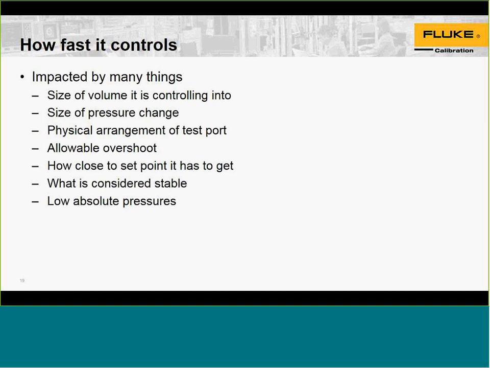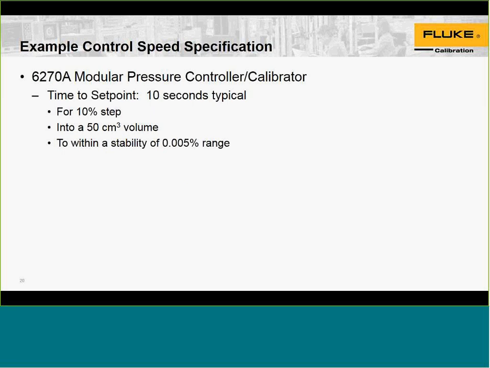Now, how the controller will control is impacted by many factors: the size of the volume it is controlling into, the pressure change, the fitment of the test port, the pressure you're allowed to overshoot, how close you need to be to the set point when you're ready, the stable pressure, and low absolute pressures all impact how fast a pressure controller will control. So an examination of control speed has some factors around it.